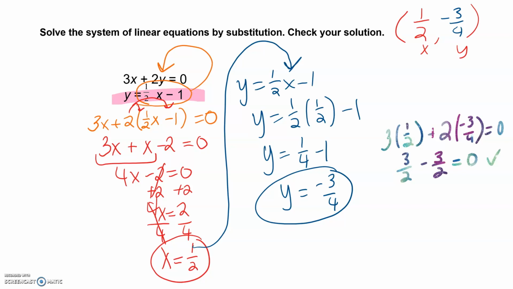Okay, then you're plugging it into the bottom equation. So I have negative 3/4 equals 1/2 times 1/2 minus 1, which does also work. Okay, so I've checked my point and I know it works.